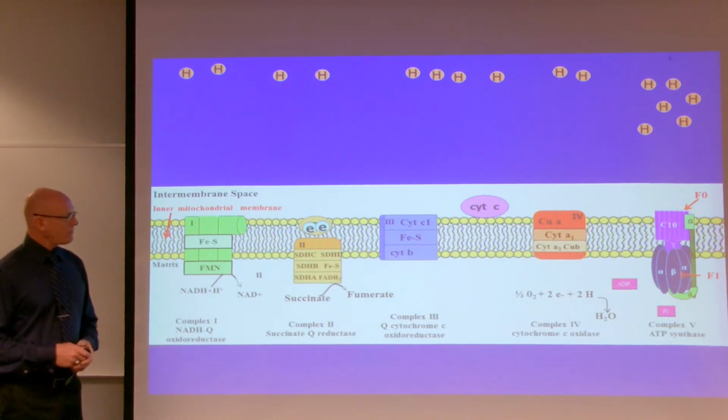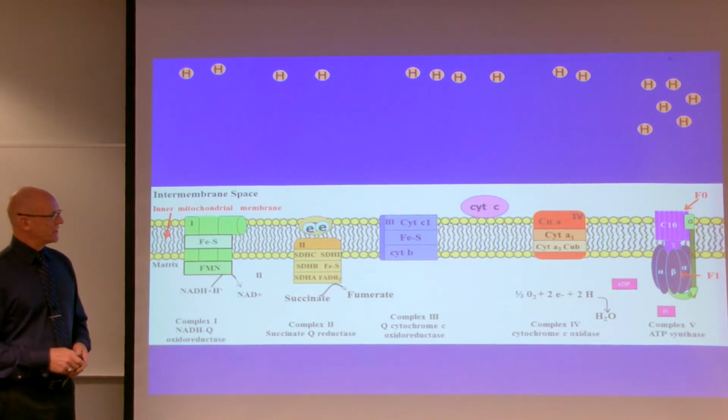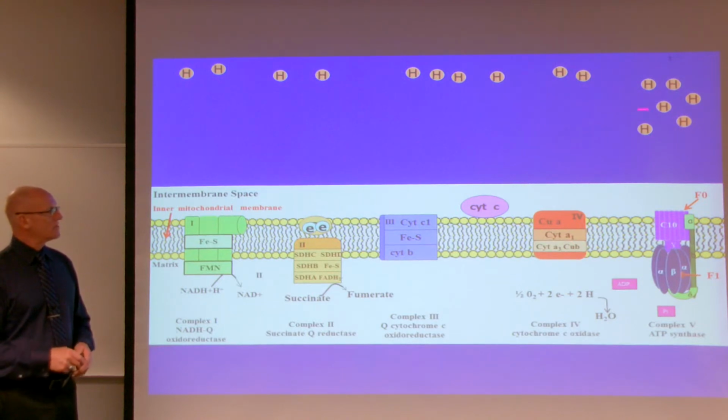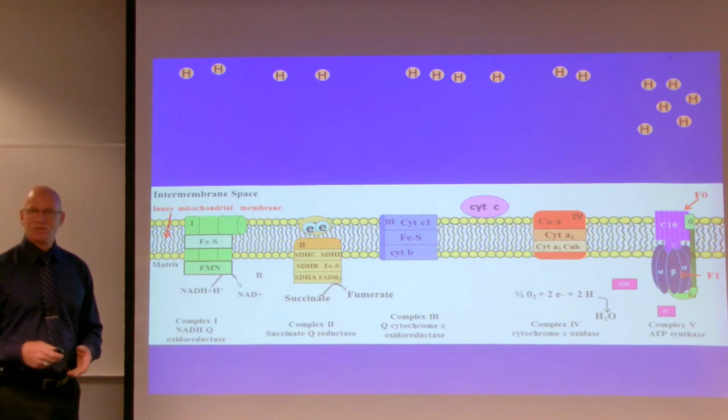Now, ATP synthase, this complex, the head of it is F0, and this will rotate when these hydrogen ions come through, it will cause this to rotate, and this is like an electrical generator.